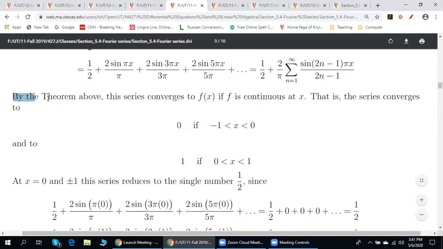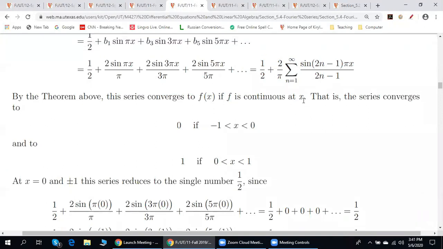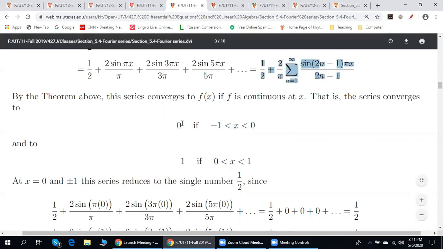Once again, by the theorem above, our series converges to f of x if x is not one of the endpoints and f is continuous at x, but f of x is equal to 0 here and 1 here. So our series converges to 0 for any x between -1 and 0, and our series converges to 1 for any x between 0 and 1.